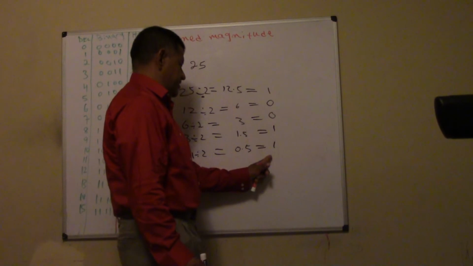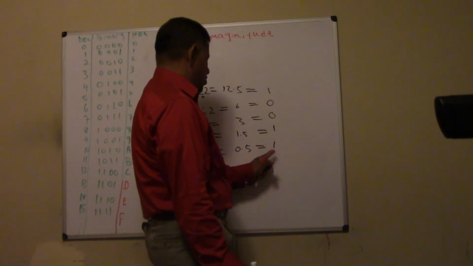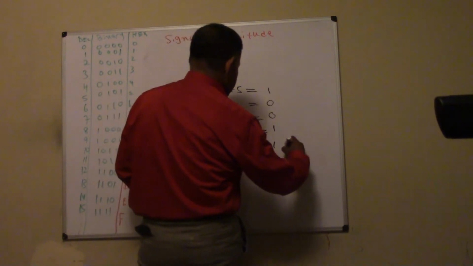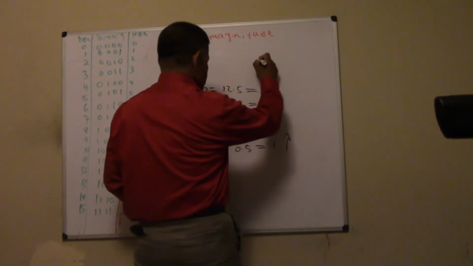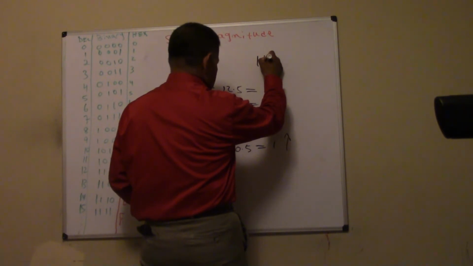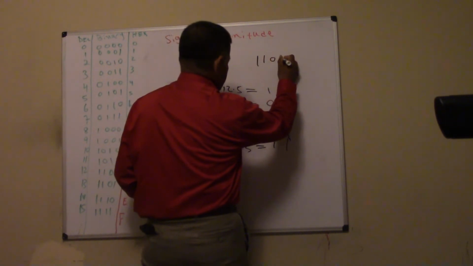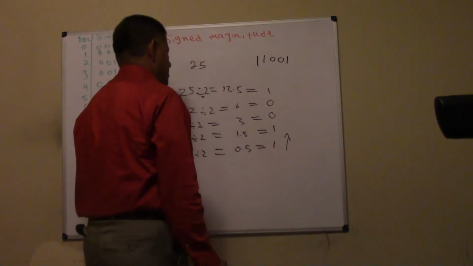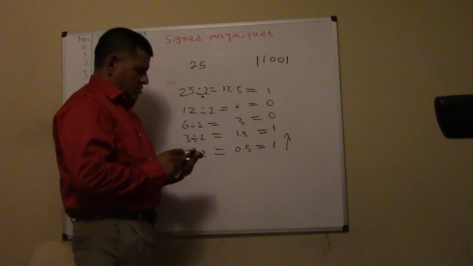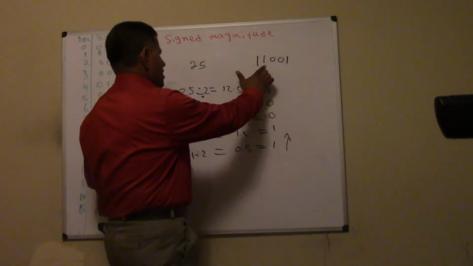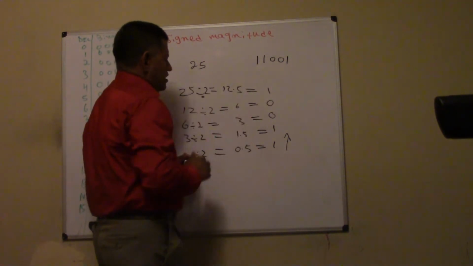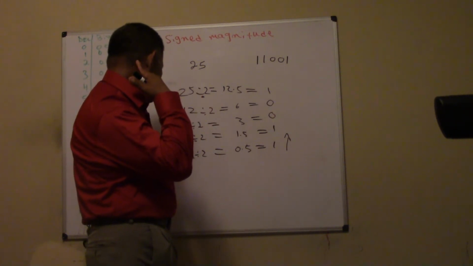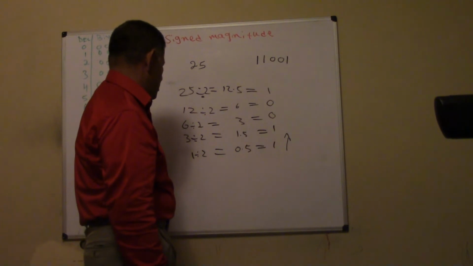So basically, this will be considered 25, which if I read going up, will go 1, 1, 0, 0, 1. That would be 25 in this case.